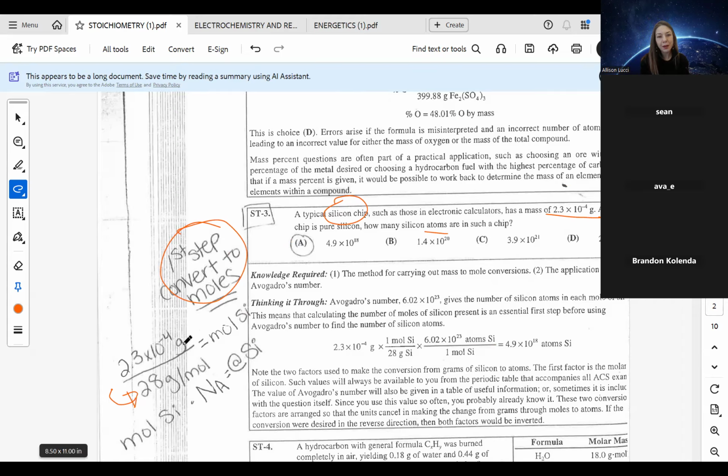So I took my mass in grams, so that 2.34 to the -4th, divide by 28 grams per mole. That gives me how many moles I have, right? So that's this step right here. Oh, it's good. I can just point out what they already have written. And then to go from moles to atoms, remember we need our Avogadro's number here. So 6.02 to the 23rd. So if we look, the closest answer here would be answer choice A, and we would have about 4.9 to the 18th power of atoms.